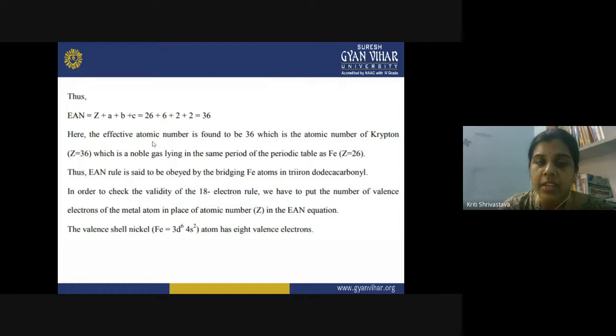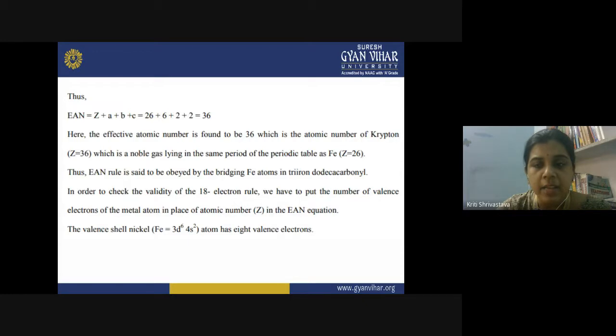So the effective atomic number is found to be 36, which is the atomic number of krypton. Now krypton is again present in the same period as the iron. Krypton is a noble gas, and it lies in the same period of the periodic table, similar to the iron. So now we can say that this carbonyl is obeying the EAN rule.